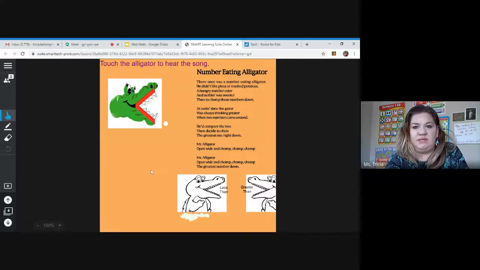So there once was a number eating alligator. He didn't like pizza or mashed potatoes. A hungry number eater, and nothing was sweeter than to chomp those numbers down. At eating time, that gator was always thinking greater. When two numbers came around, he'd compare the two, then decide to chew the greatest one right down. Mr. Alligator open wide and chomp, chomp, chomp. Mr. Alligator open wide and chomp, chomp, chomp the greatest number down.